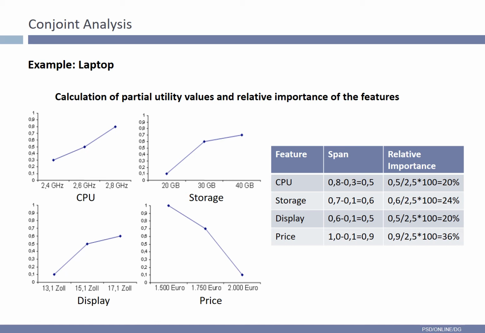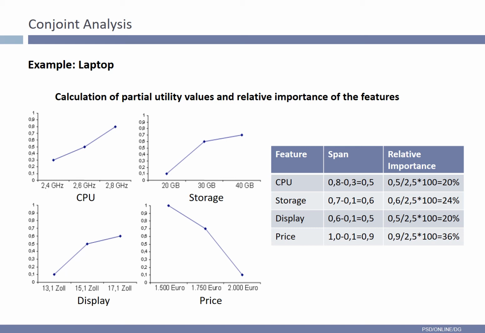So in other terms, the feature price is the most important in that market, followed by the storage space of the hard drive, and then after that the CPU and the display size. How do we come to this? It's basically the span of the minimum and the maximum utility value created within the attributes of each feature.